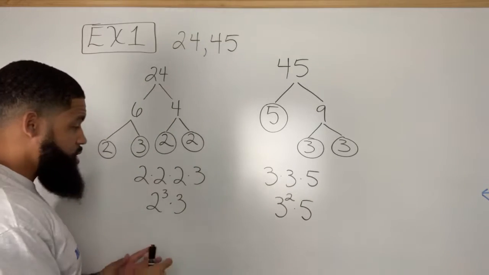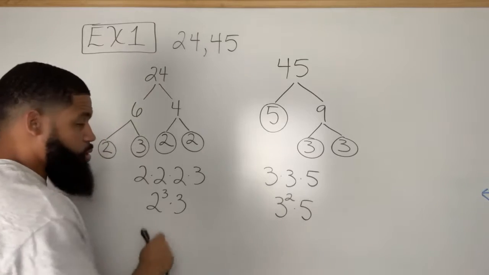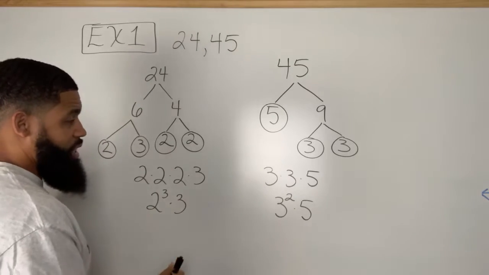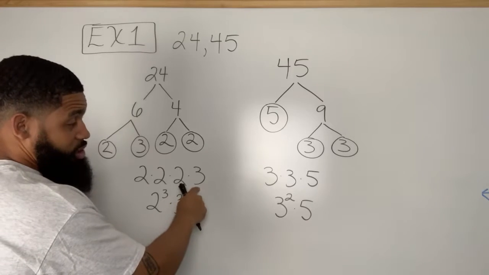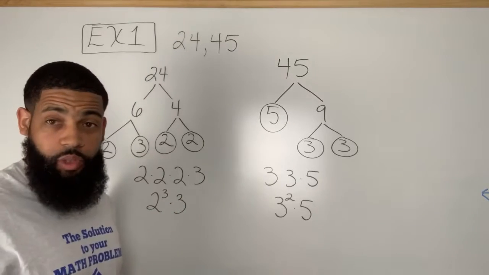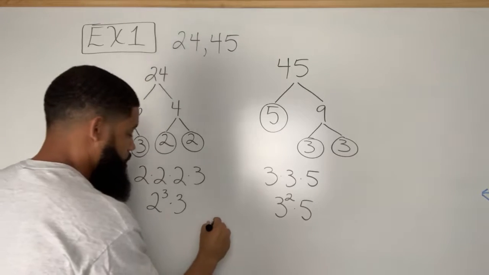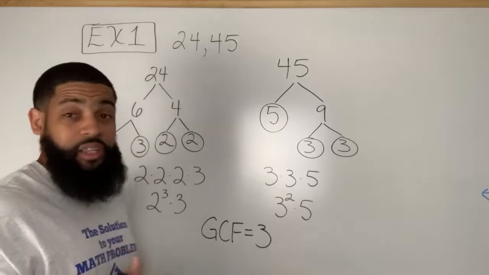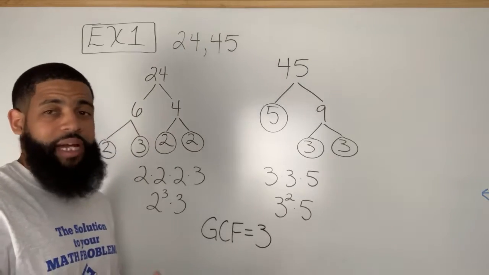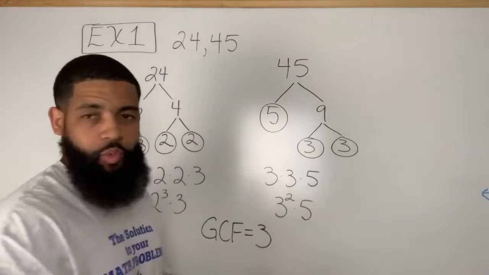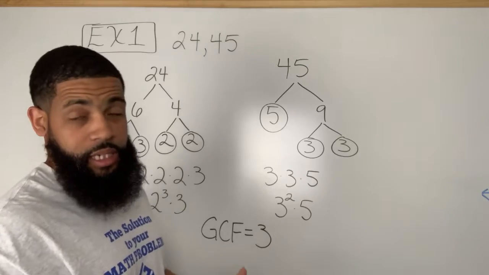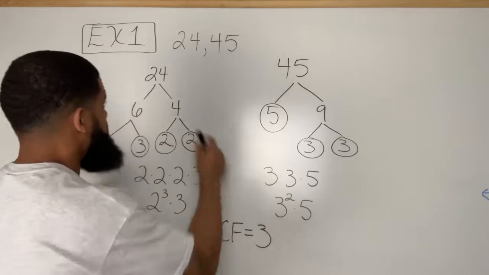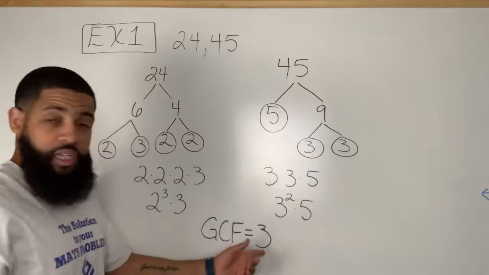Notice these numbers, there's 2 3s over here, there's 1 3 over here. So the only common factor that they have is 3. So the greatest common factor, the GCF, is going to be 3. Now, they also have 1 in common, but we're not using that because any number times 1 is itself. Okay? So the greatest common factor between 24 and 45 is 3.